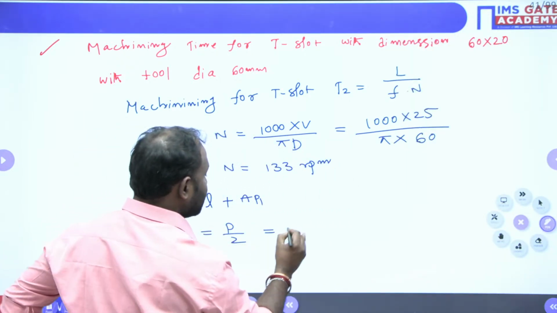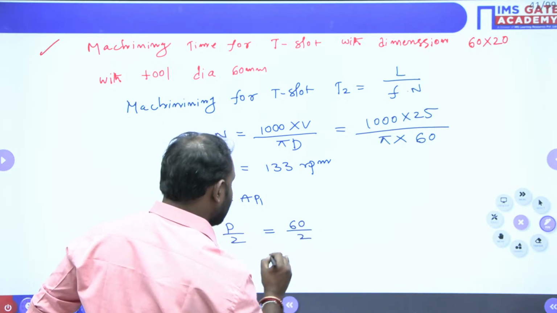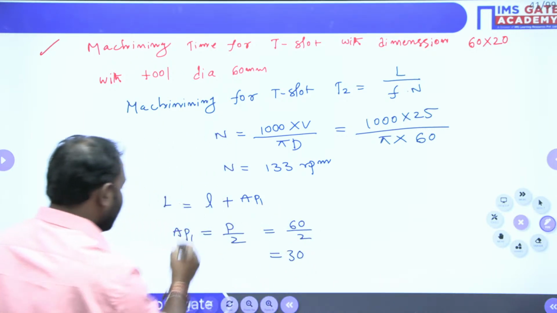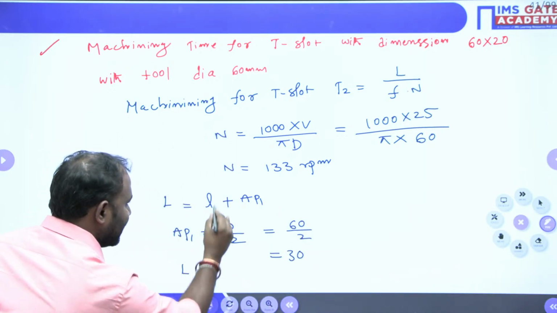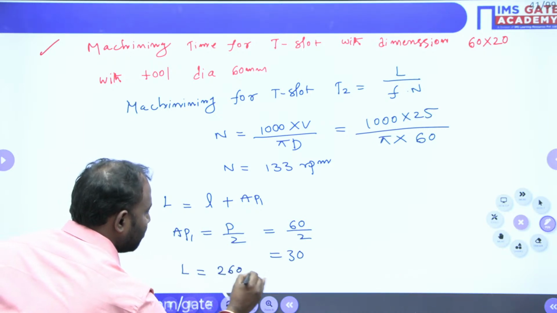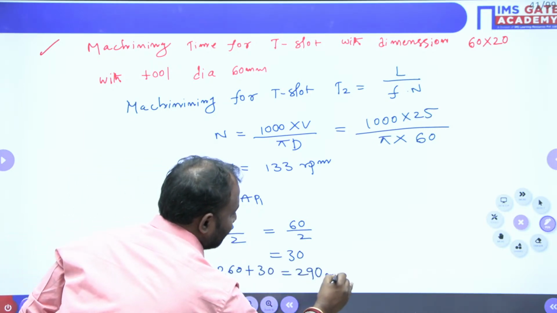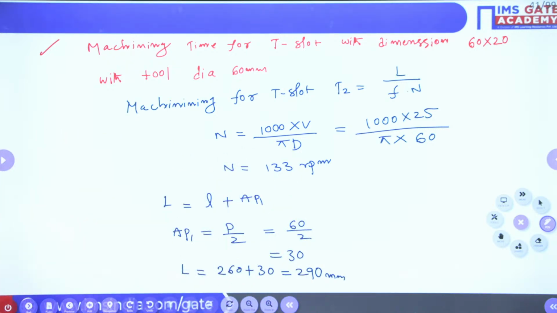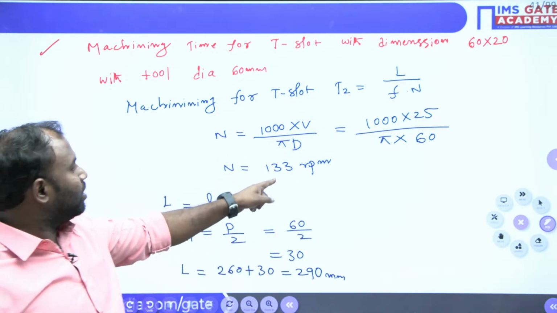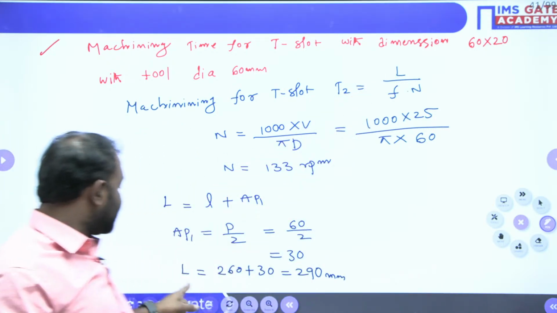Now diameter 60 divided by 2 is equal to 30. Now the length of the job is 260 plus 30, so it is going to be 290 mm. Okay, it is going to be 290 mm. Now we know N and we know F, and we have decided L also.